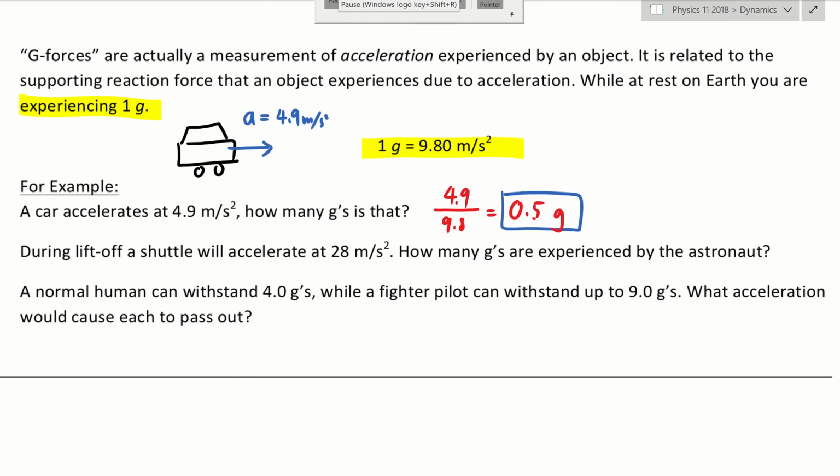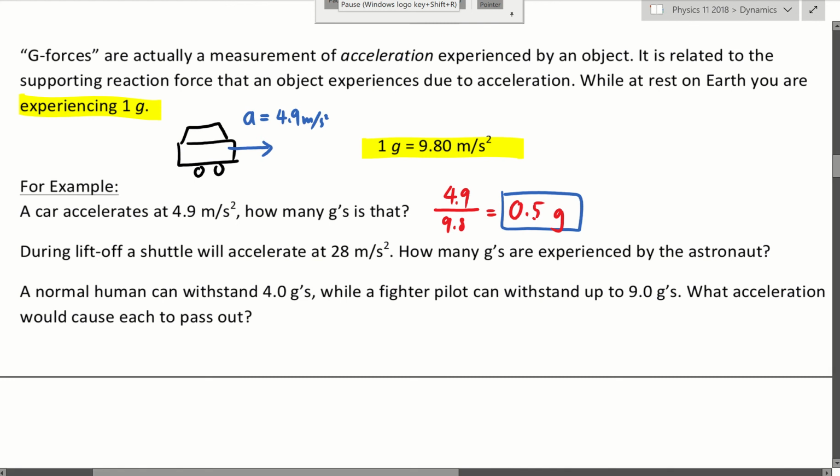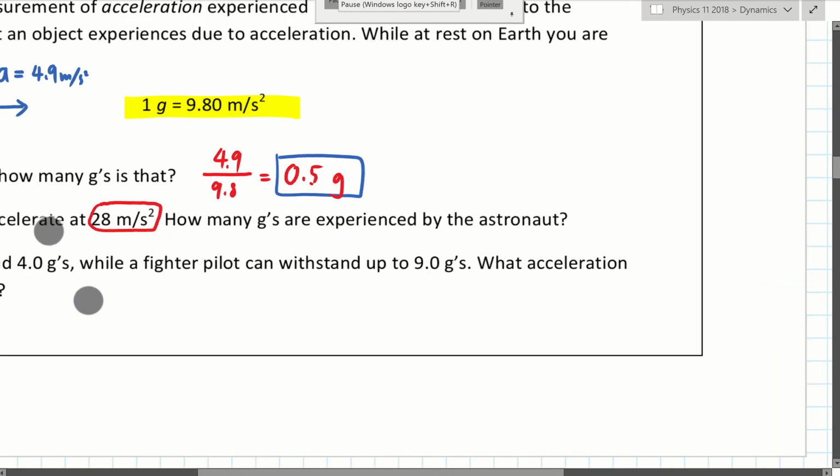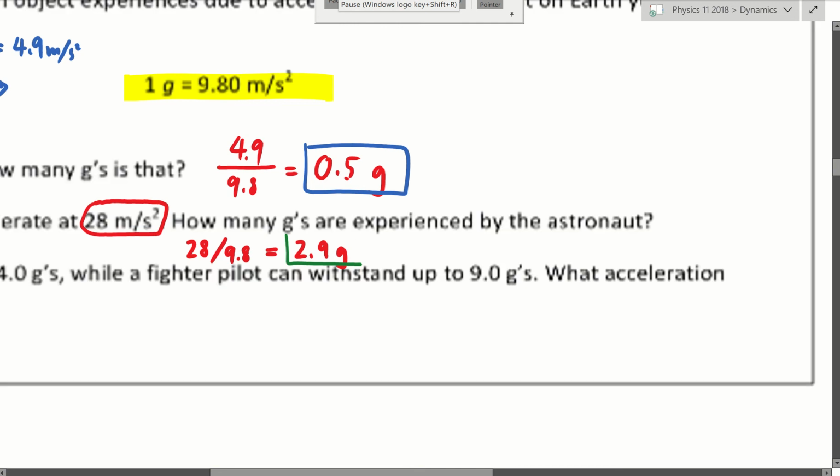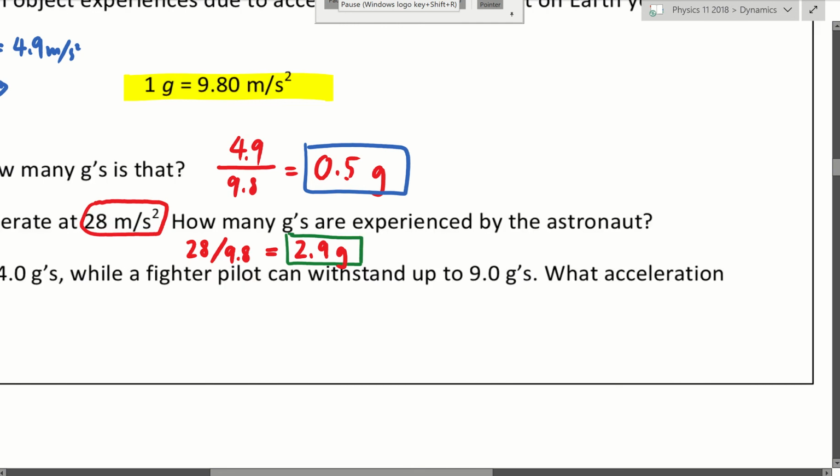Now, during liftoff, let's say you become an astronaut in the future, and the space shuttle is lifting off. During that liftoff, there's a moment in time where the acceleration of the rocket and everyone inside it, the astronaut, is actually 28 meters per second squared. Now, 28 meters per second squared divided by, on average, 9.8 meters per second squared for 1 times the force of gravity is actually 2.9 g. So that means during the liftoff of a space shuttle, the amount of force of gravity your body experiences is almost 3 times what it would experience normally.